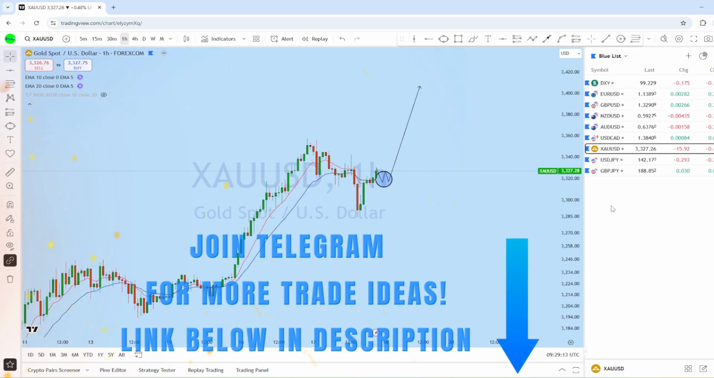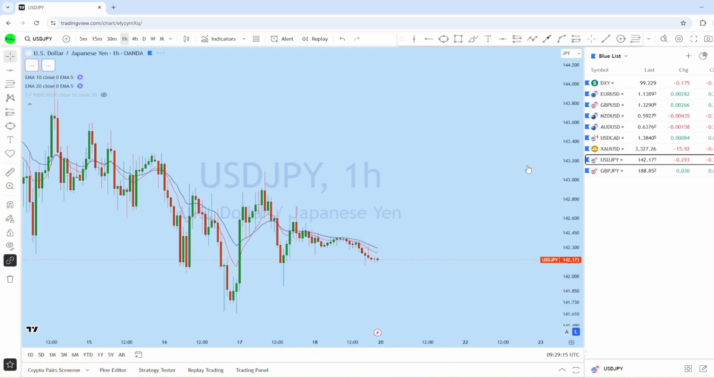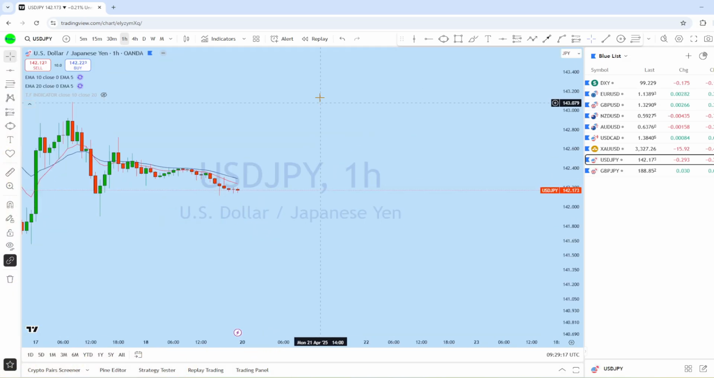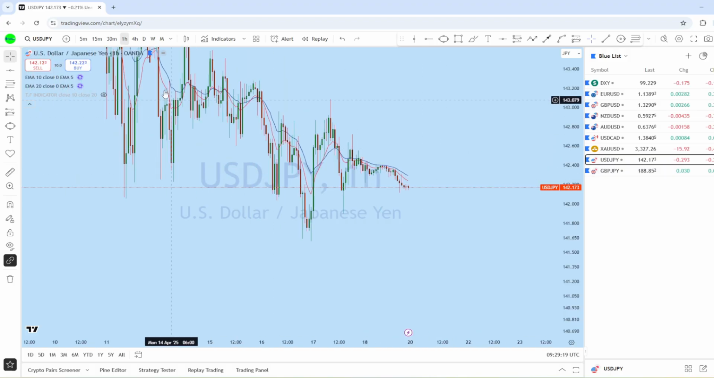So now let's look at dollar yen, the yen pairs, and also we'll be looking at GBPJPY.